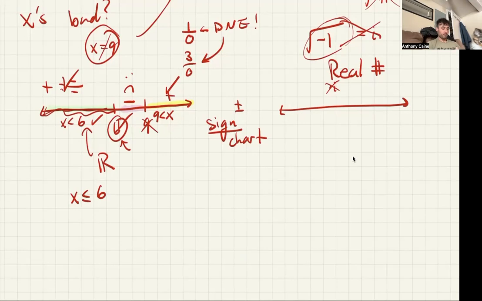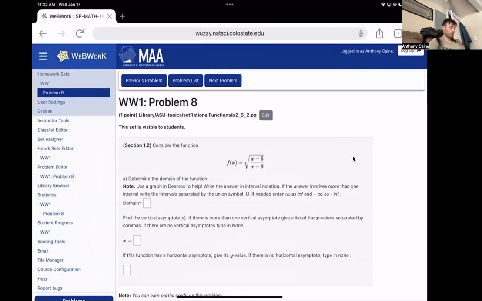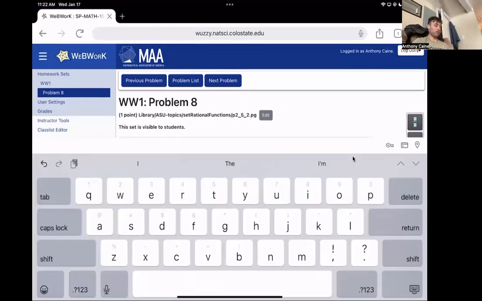So x can be less than or equal to 6, or it can be bigger than 9. All right, so let's hop back to Webwork. How do we enter that? The domain wants interval notation using the U symbol. All right, fine. So the domain.